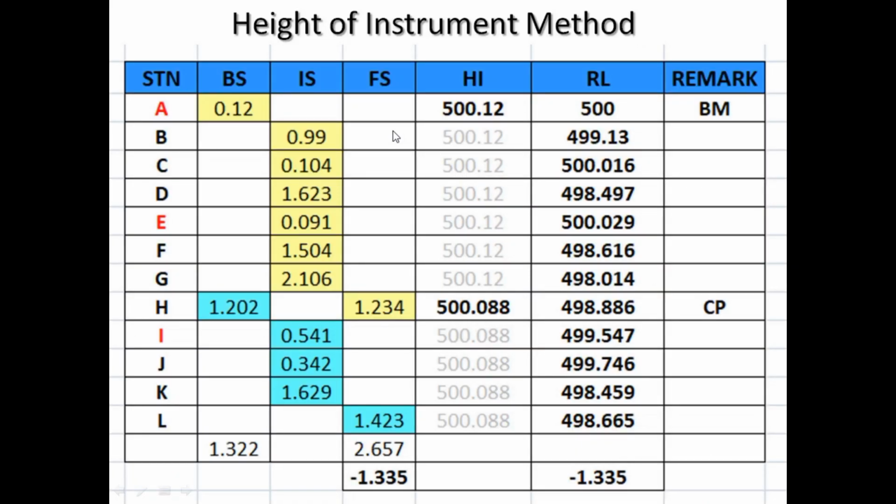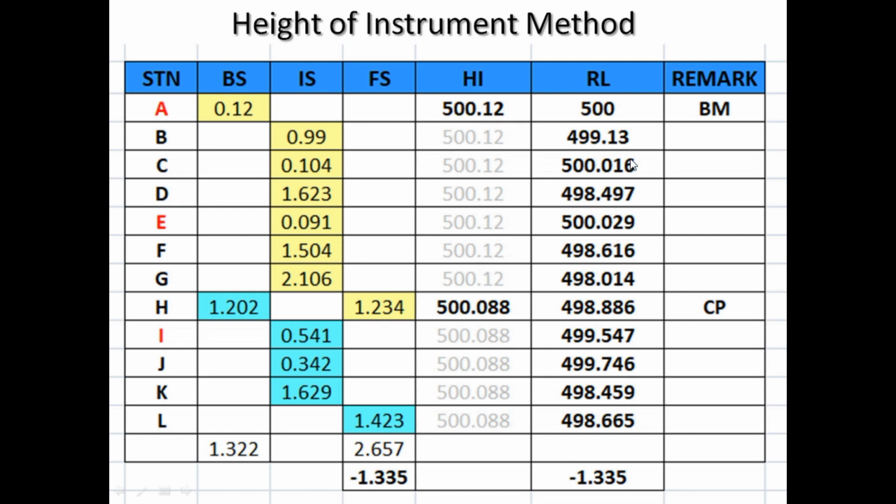Now check the backside at A, B, C, D, E, F, G, and then at H there is a foresight. Height of instrument is the same up to the end. So 500 plus 0.120 equals 500.120. Since this is an Excel table, it is not written like this; it has omitted the 0. So here the 500 reduced level plus backside has given the height of instrument. This height of instrument will be valid up to this.